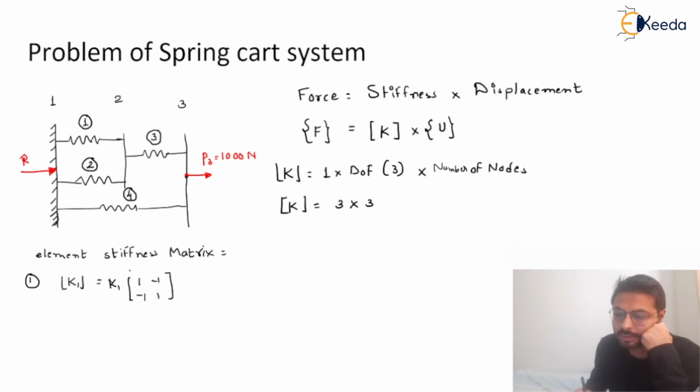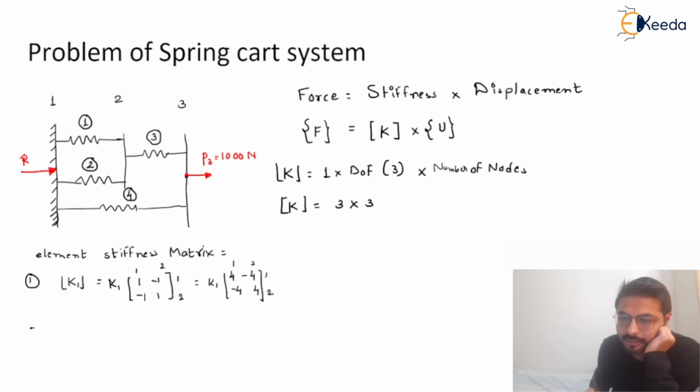So here the global, it is in between first and second node. So 1 2 1 2. Putting the value, K1 into 4 minus 4 minus 4 4. Here we have to keep in mind that it is in between first and second node.